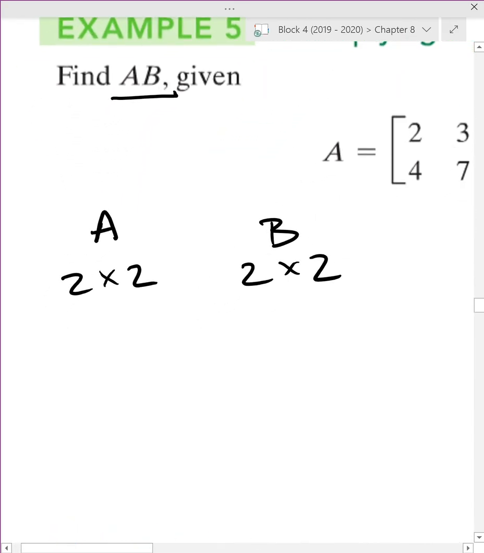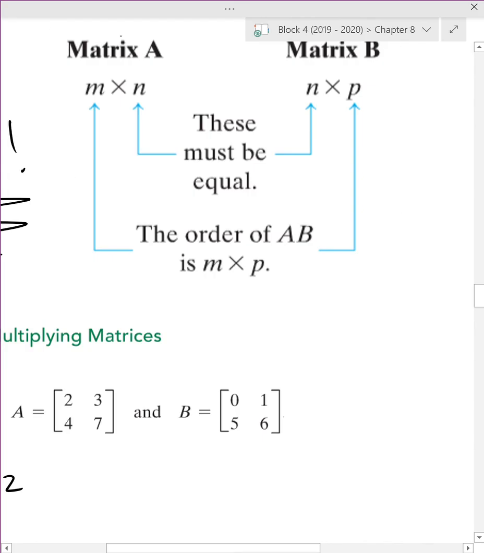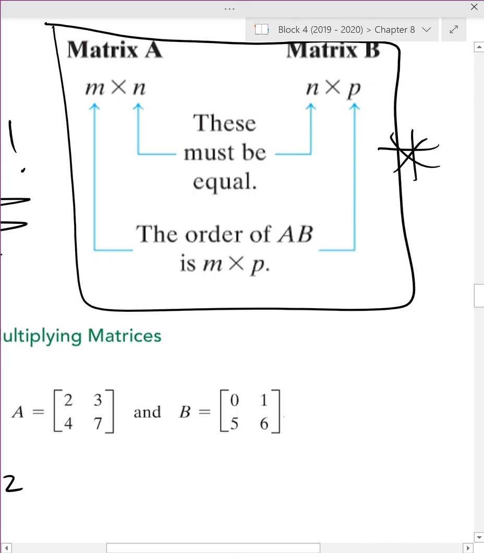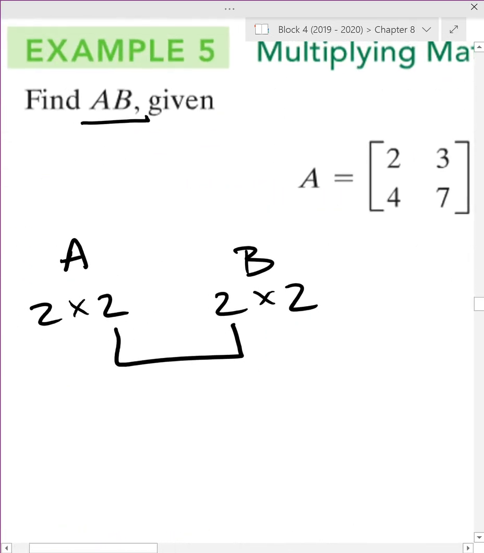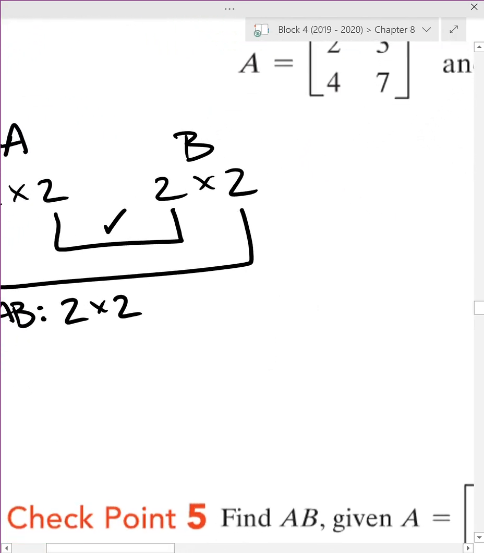So what we're going to do before we actually multiply, I want you to first check the inside numbers, okay? First check the inside. These must be the same. That's what we were talking about up here, okay? The two inside numbers have to be the same in order for you to multiply. If they're not, then your answer is no solution, okay? But luckily here, 2 and 2, they do match, okay? Now the two outside numbers, that's actually going to be the size of your answer, okay? So when I do A times B, it's actually going to be a 2 by 2 as well, all right?